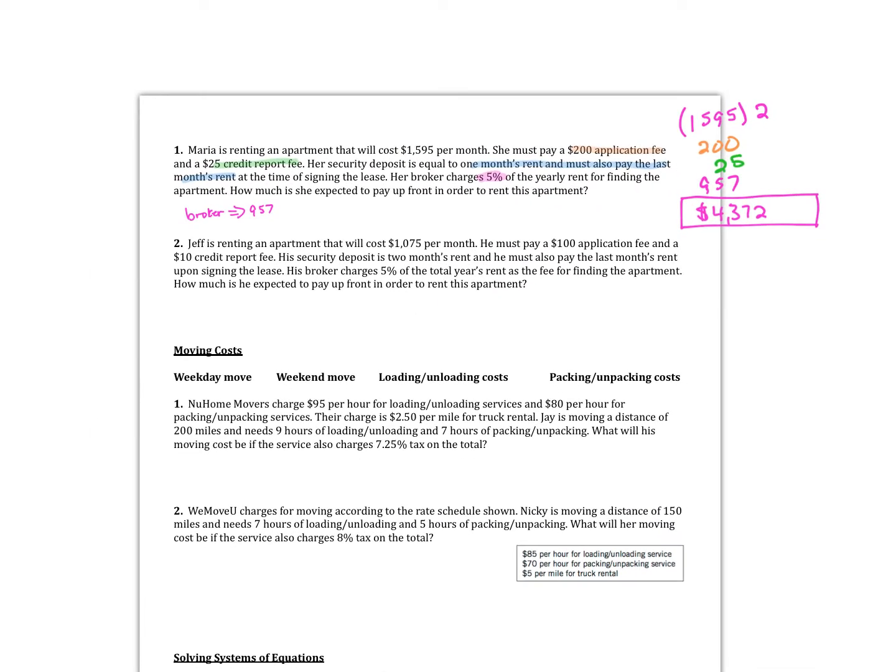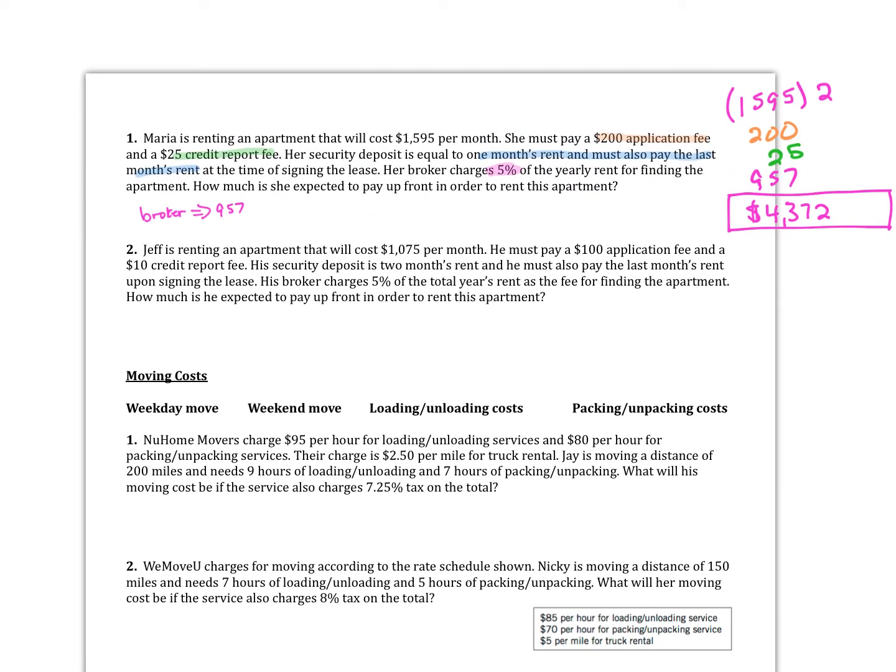All right, we're not going to work through this next example, but I want to point something out on this one. Must pay $100 application fee, $10 credit report fee. His security deposit is 2 months' rent, and he must also pay last month's rent. So in this case, you would be plugging in 3 months' worth of rent plus all of those other charges. So make a note about that: 3 months plus other charges. We're not going to work through that. I have faith in you guys that you can do that, but just read carefully, right?